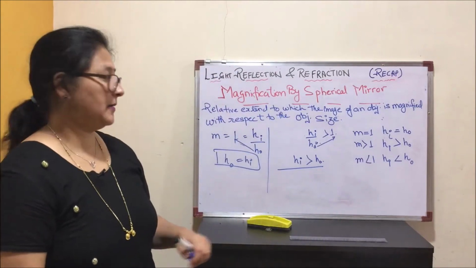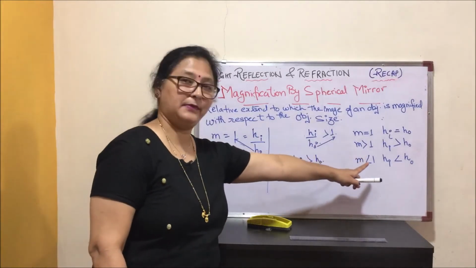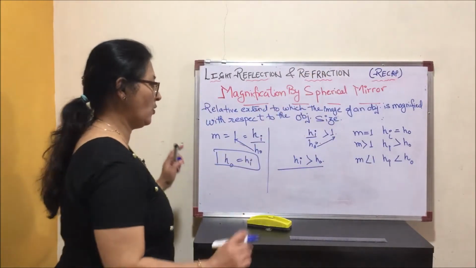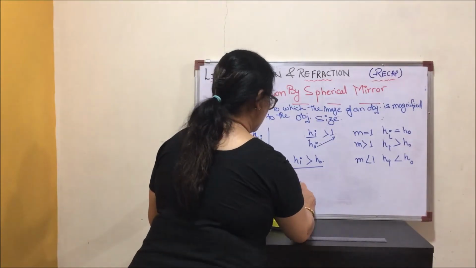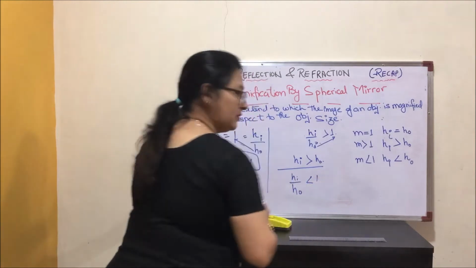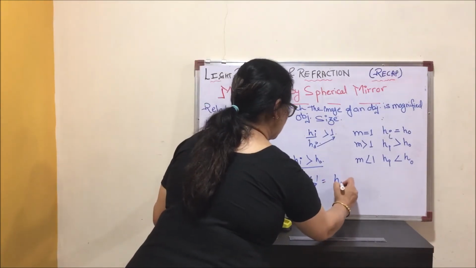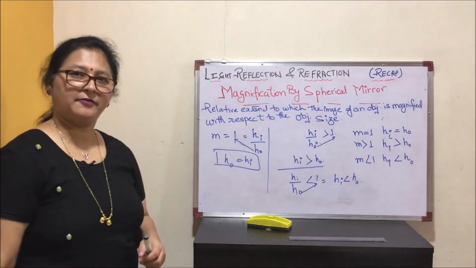When magnification is less than 1, that means the height of an image is less than the height of an object. Clear? How? Let's see. Height of an image over height of an object is less than 1. Clear? Multiply this with this, what you will get? Height of an image less than height of an object. So this is how we have proved.